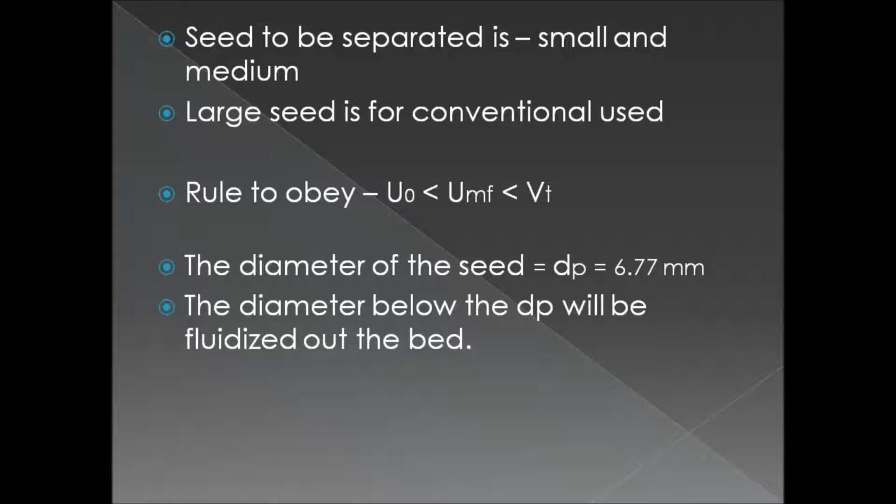However, there is a rule that needs to be obeyed. As stated in the slide, the rule to undergo the fluidization process is that U0 must be lower than UMF and must be lower than the terminal velocity. In order to ensure that the large sunflower seed will not be transported out, the values of U0, UMF and terminal velocity are calculated for the large seed. By taking the average diameter of large sunflower seed, 6.77 mm, and the fluidization medium as air, the values of U0, UMF and Vt are calculated.